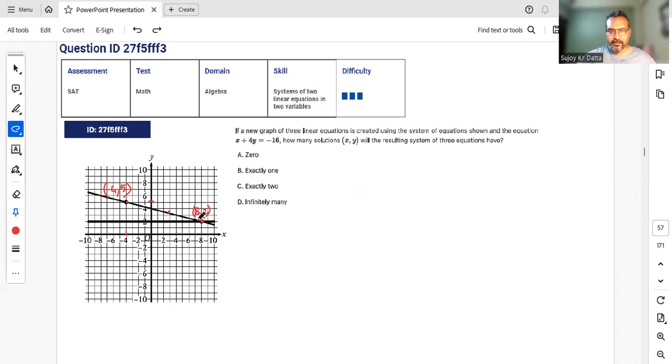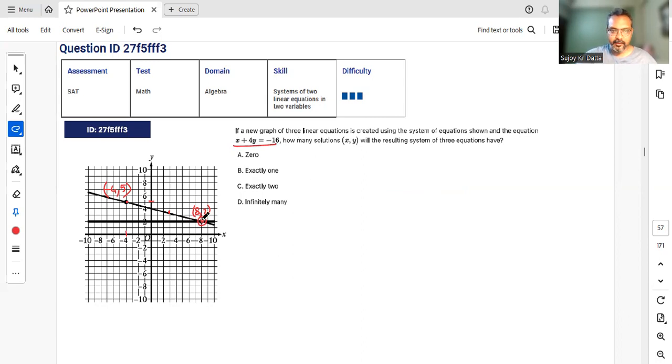one of the points is already here where the two lines are passing. If the third also passes through this, then it's fine. We have one solution. If it does not, then it's not fine. There is no solution for all three. The system of three equations does not have a solution in that case.